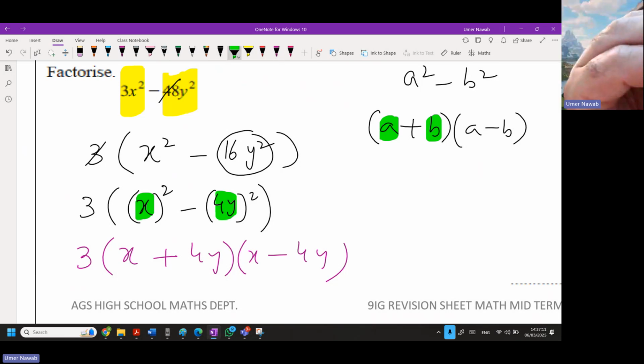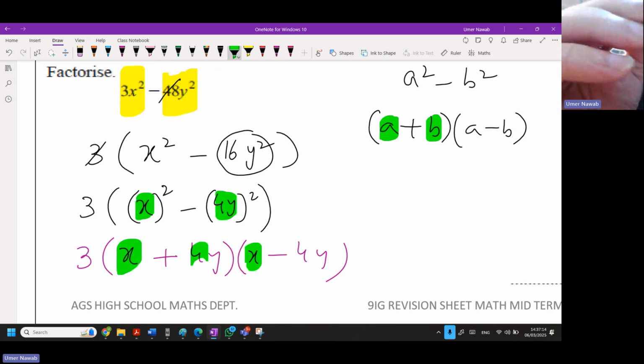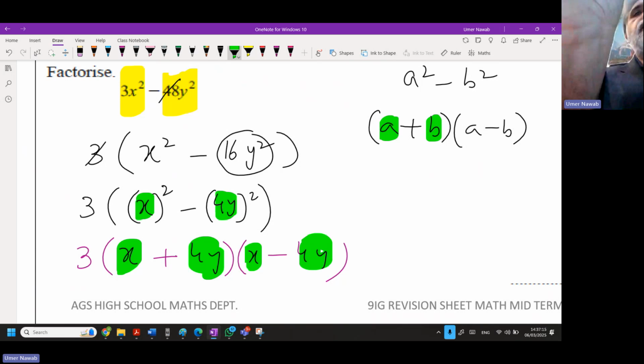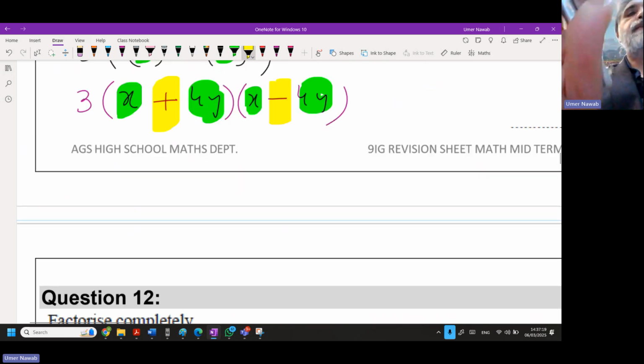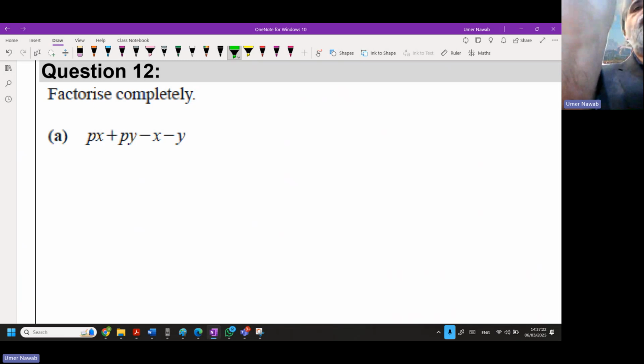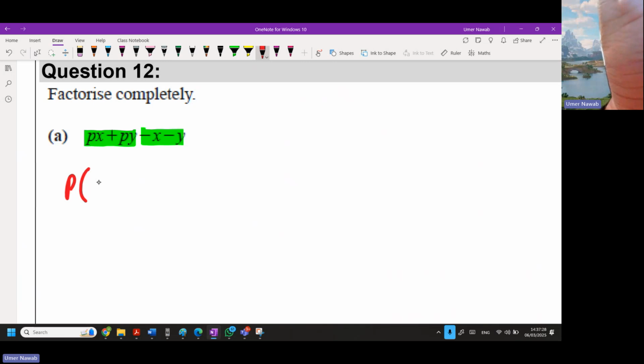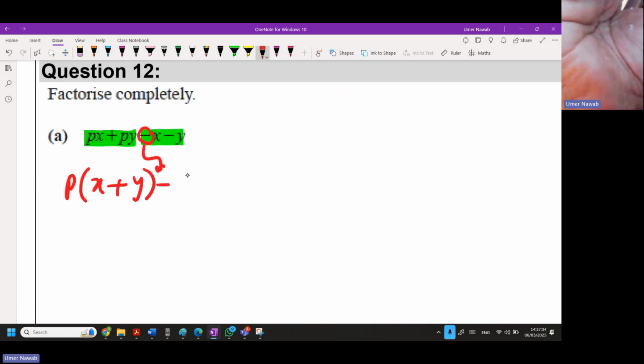My a is x, my b is 4y, and in between I need to write a plus and minus sign. Then we will go for grouping. Look at that. In this case, I'm going to go for grouping. P is common, and then I will be left with x plus y. And there is a minus sign. I'm going to copy the minus sign, nothing common.